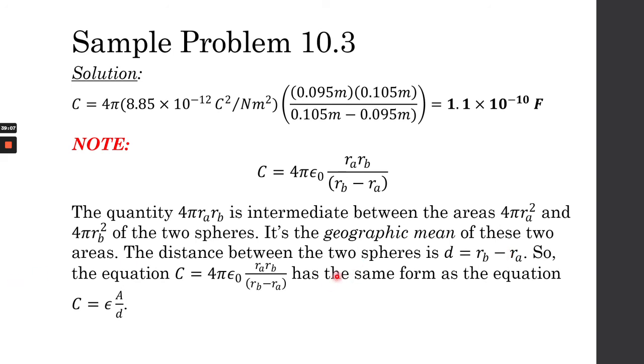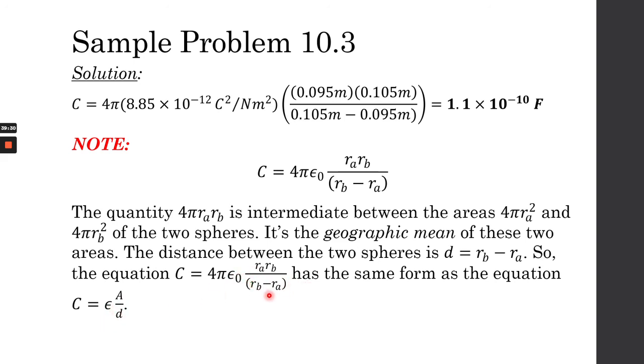So this equation right here that we use for spheres has the same form as the equation that we use for parallel capacitors. This is basically the geometric mean area between your two spheres. You have your area, you have your permittivity, and you have the distance.